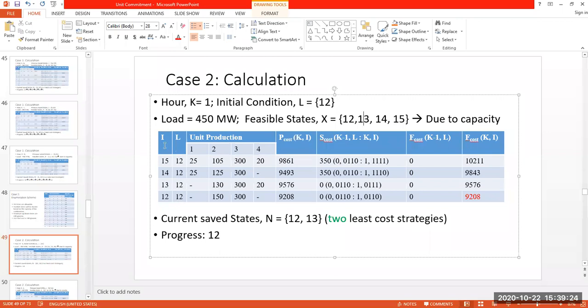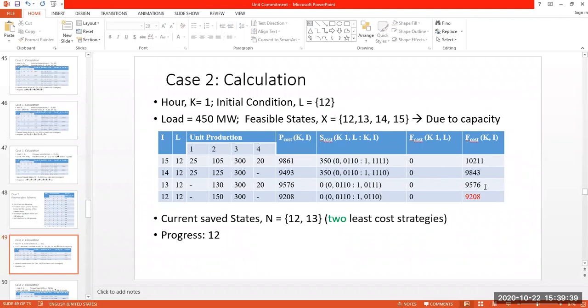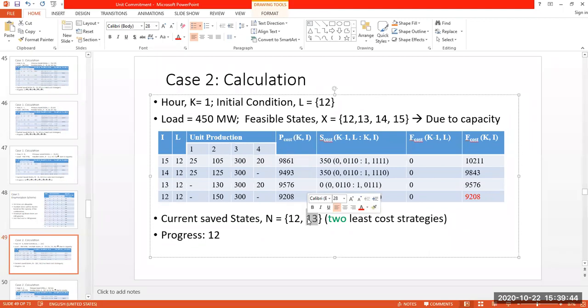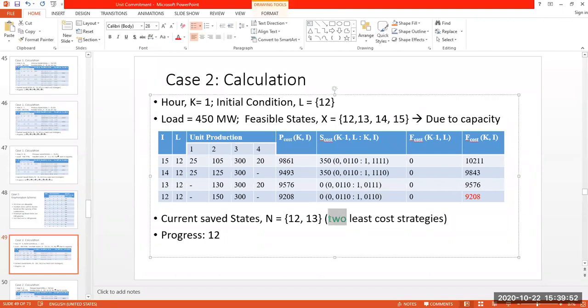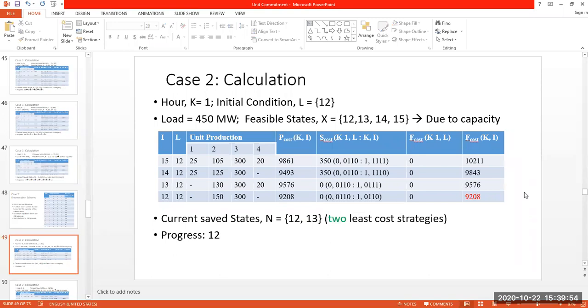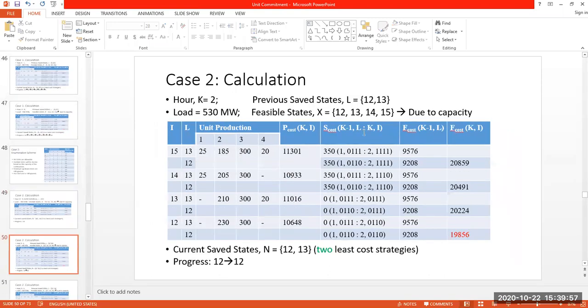So you have to choose the transition from 12 to 12, 13, 14, and 15. Accordingly, you can calculate. And here the transition from 12 to 12 is still my least cost strategy. The next least cost is 12 to 13. So you see 13 comes into play. Previously 13 was not chosen due to priority ordering, so instead of 13, we chose 14. But we are still choosing the 2 least cost strategies, the value of N being 2. So in the next hour, demand has increased.